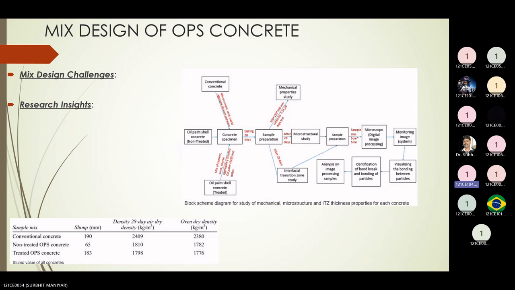These are some sample mixes. For conventional concrete the slump is 190, for non-treated OPS it is 65, and for treated OPS it is 183. After treating, the slump value is increasing. It is more workable, increasing the workability. And density at 28 days: normal conventional concrete is 2409, and after treating the OPS it is 1798. So density is also reducing.